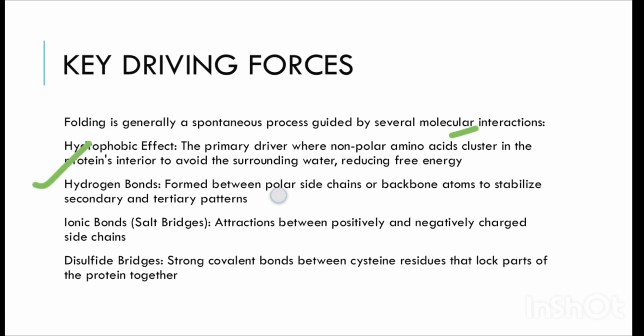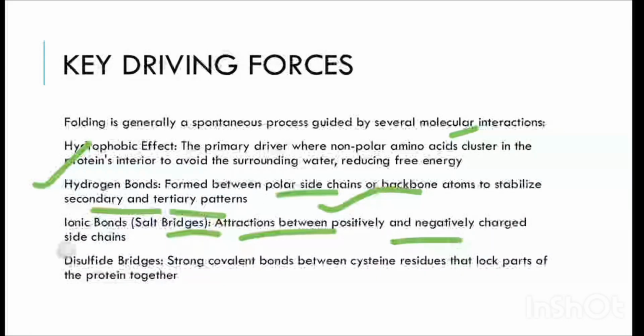Then hydrogen bonds are another key driving force, formed between polar side chains or backbone atoms to stabilize secondary and tertiary patterns. Then ionic bond or salt bridge, attraction between positively and negatively charged side chains of amino acids. Disulfide bridge, strong covalent bonds between cysteine residues that lock parts of the protein together. So these are some driving forces for forming different types of 2D and 3D protein structures.